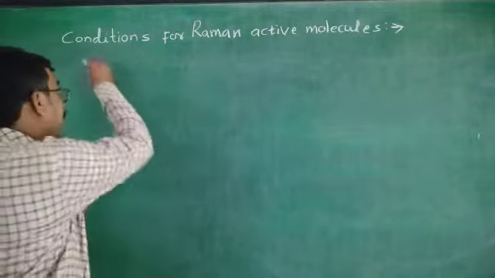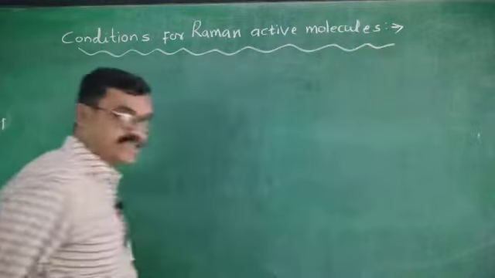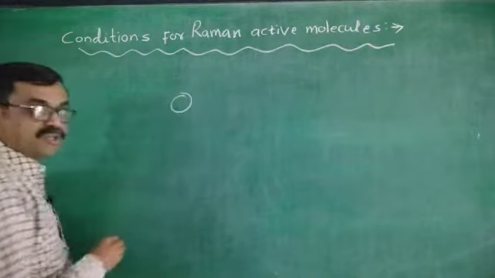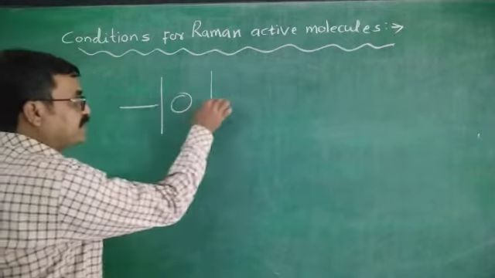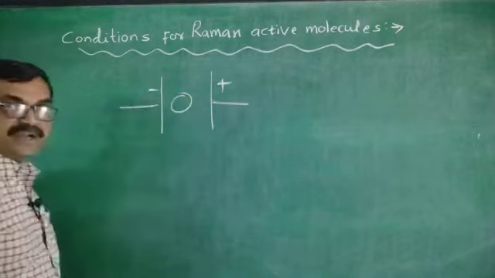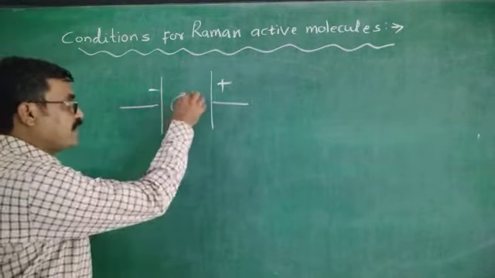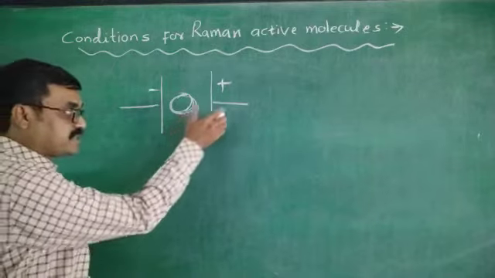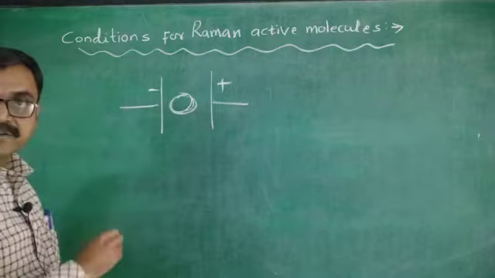Now, see the conditions for a Raman active molecule in detail. Suppose we have taken a sample or molecule. That sample or molecule is placed in an external electric field. Are you getting clear? What we have done? We have taken a sample or molecule and placed it in an external electric field. That is the positive plate, that is the negative plate of the external electric field.